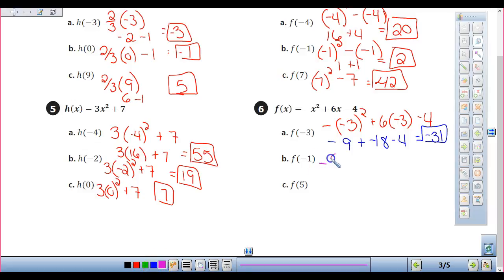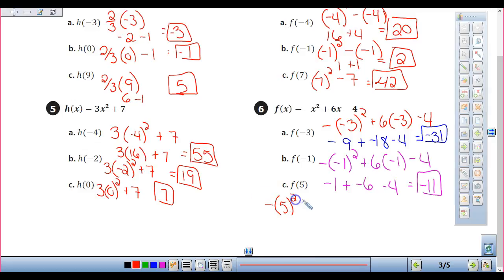Alright? So I have a negative. Where am I plugging in for x? -1. Squared plus 6 times -1 minus 4. So -1 squared? 1. And then this negative out front comes with it. So -1 plus -6 minus 4 gives us -11. Well, 6 times -1. Okay? And then 5.